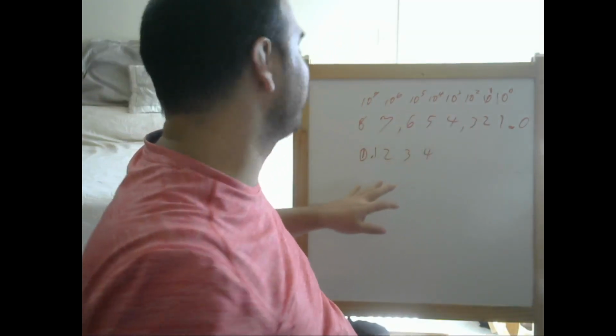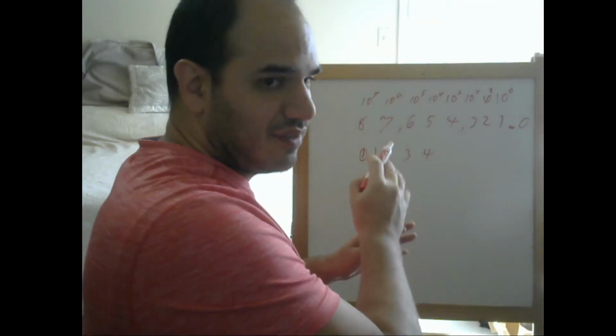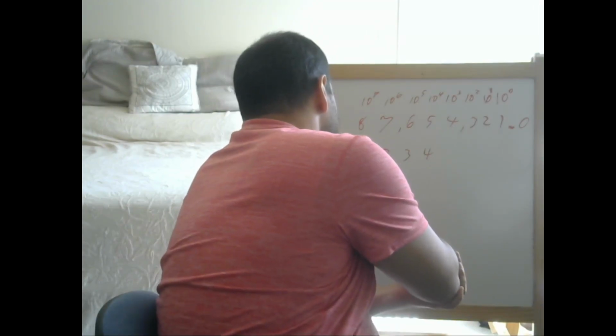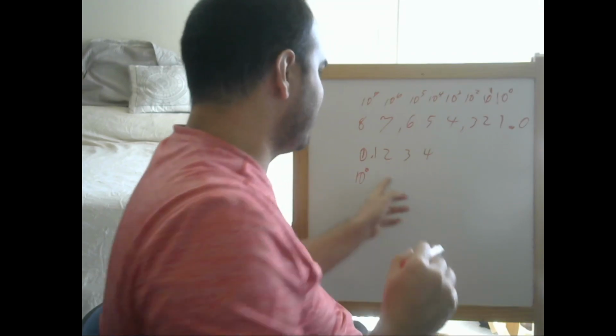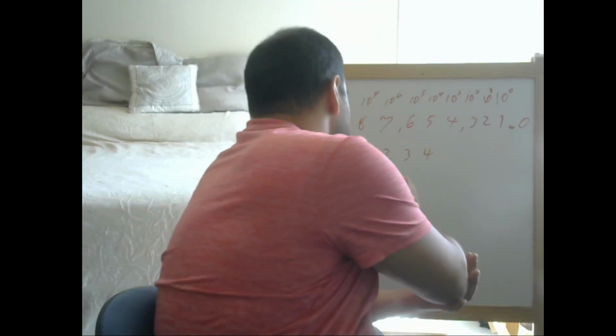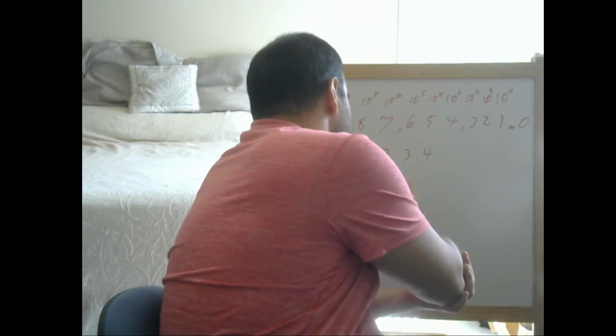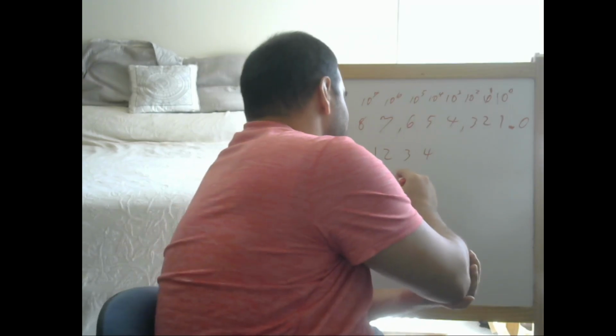And I won't go as far this time, right? So we still have the 10 to the 0 place just to the left of the decimal. Then we have the tenths place. So that's 10 to the minus 1. The 100th place.